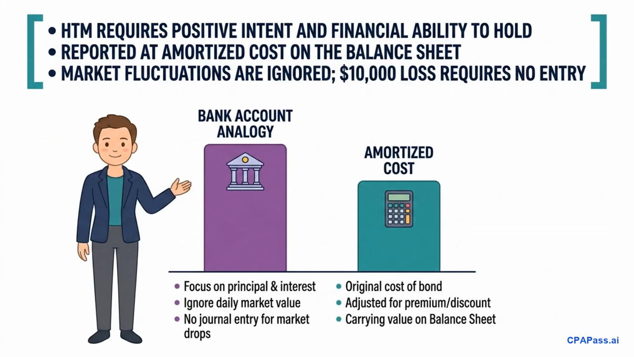Before looking at the loss, let's address held to maturity, or HTM securities. HTM requires both the positive intent and financial ability to hold the debt to maturity. Think of an HTM investment as a bank account. When you deposit money, you only care about the principal and the contractual interest you earn over time, not daily market fluctuations. Consequently, HTM securities are reported at amortized cost, adjusting only for premiums or discounts. Temporary market swings are completely ignored on the balance sheet, meaning our $10,000 market drop requires absolutely no journal entry or adjustment.